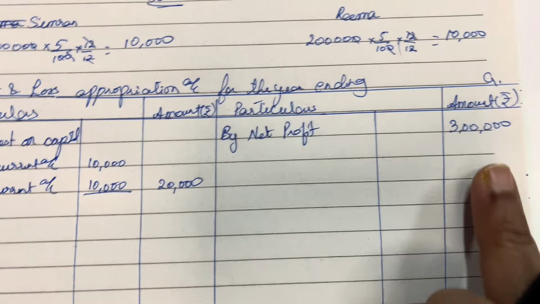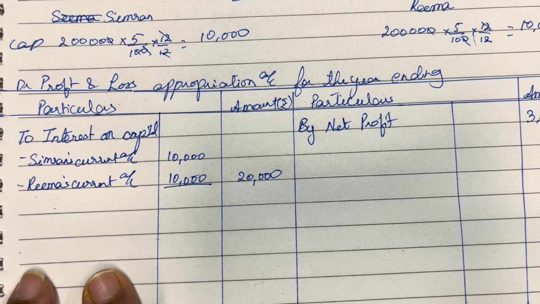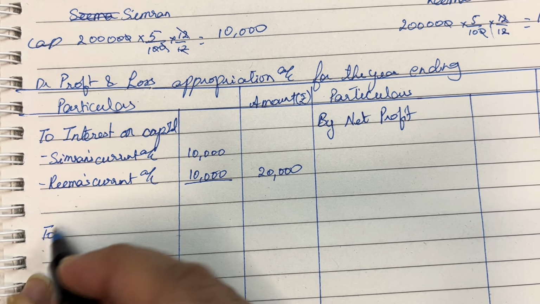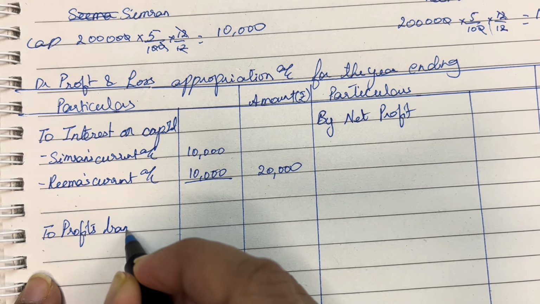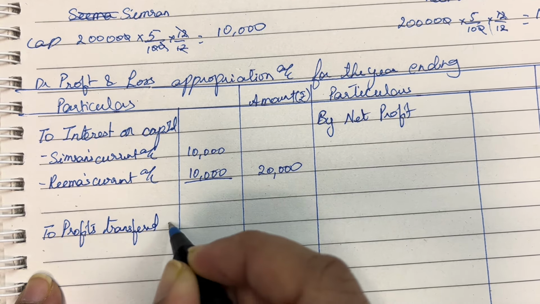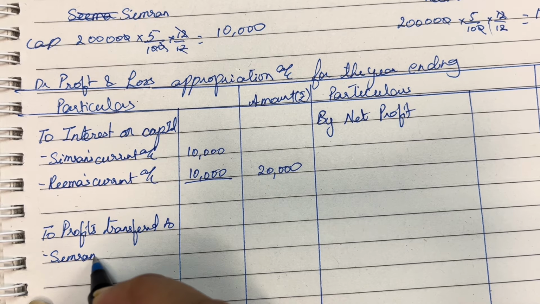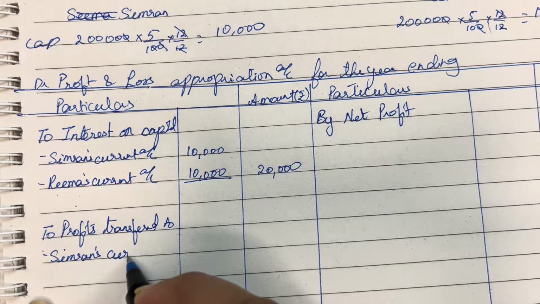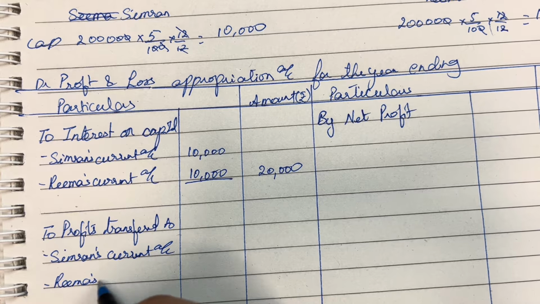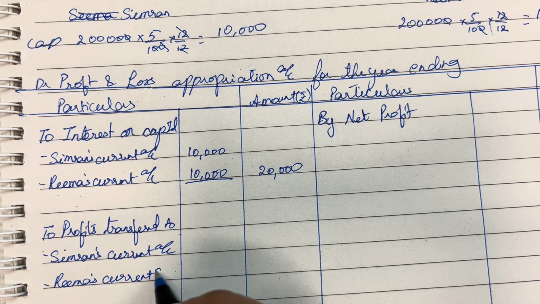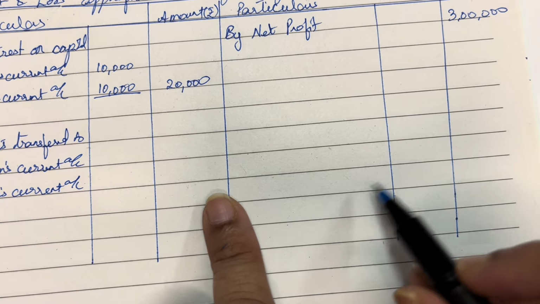Before closing the account, we know that 3 lakhs is higher than 20,000. So the partners have definitely earned a profit. So over here we'll write by profits transferred to Simran's current account and Reema's current account. Okay, now we'll close the accounts.